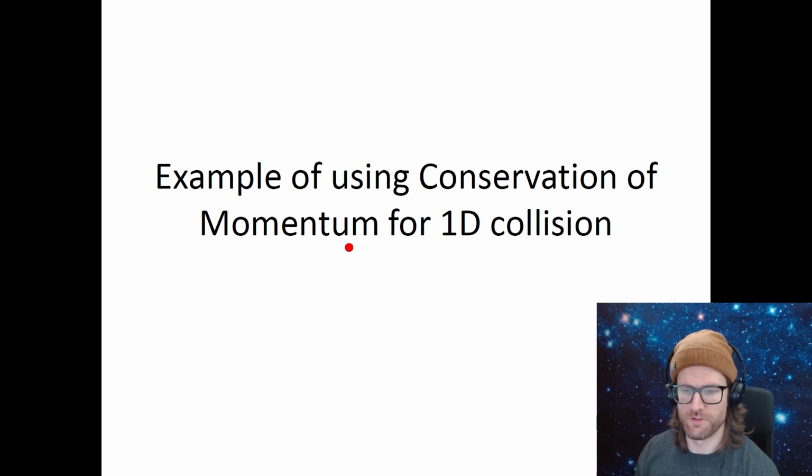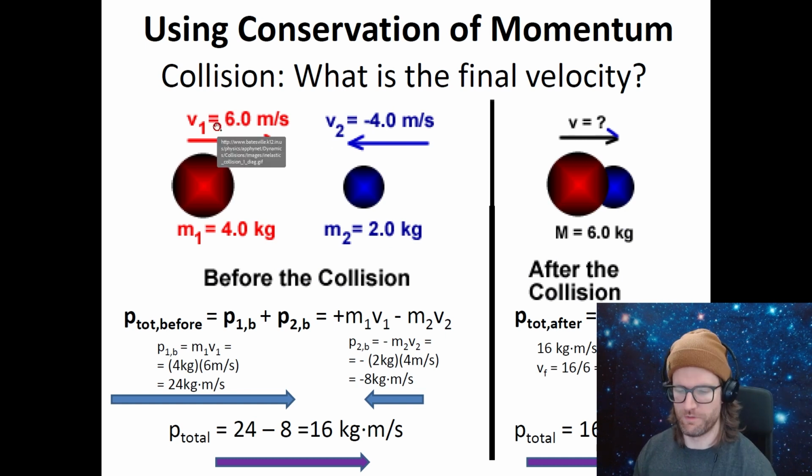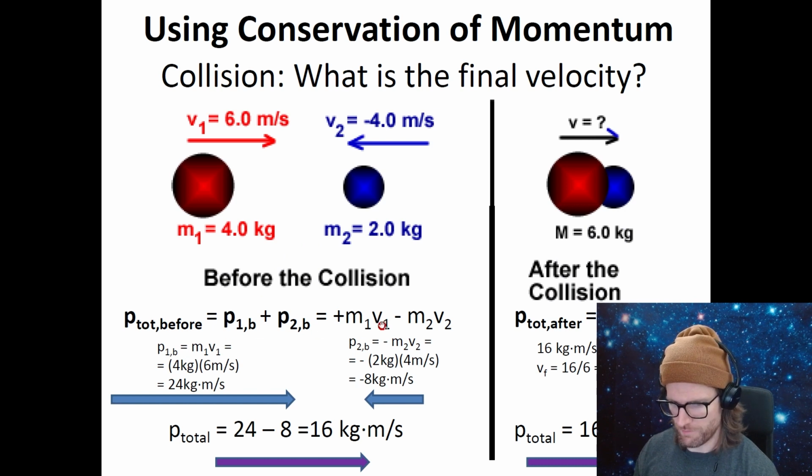Okay, let's do some conservation of momentum examples. Let's do this example. So we've got a red ball coming in at 6 meters per second, mass 4 kilograms, and a blue ball at -4 meters per second with 2 kilograms. The negative means that it's moving to the left. The positive means that it's moving to the right. Okay, so before the collision, let's add up their momentums, which is m1v1 minus m2v2, which is 24 kilogram meters per second for the red ball, minus 8 kilogram meters per second for the blue ball. So the total is 16, 24 minus 8.